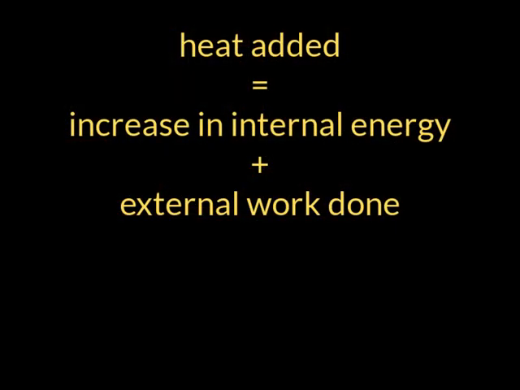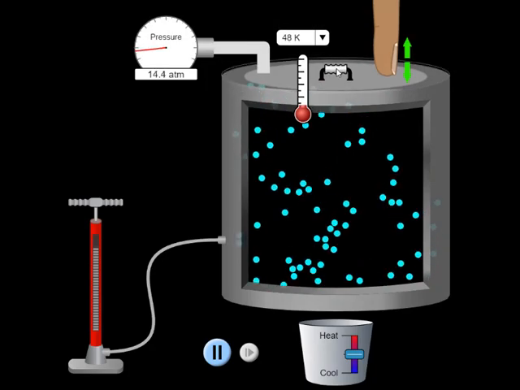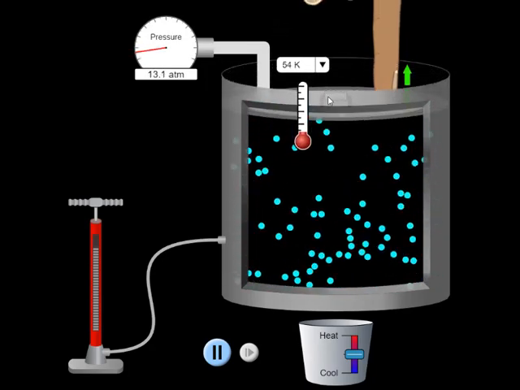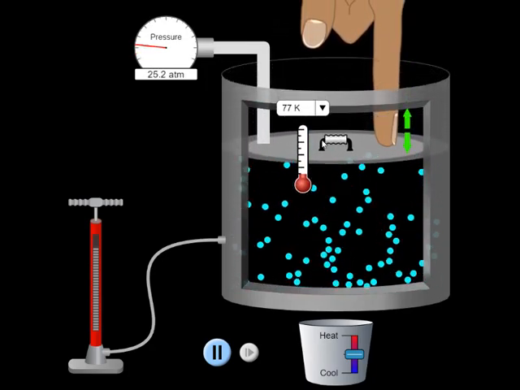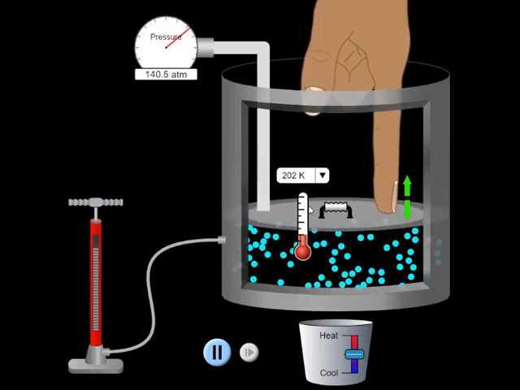Adding heat isn't the only way to increase the internal energy of a system. If we set the heat added part of the first law to zero, changes in internal energy are equal to the work done on or by the system. If work is done on a system, compressing it for example, the internal energy will increase and the temperature of the system rises without any heat input.